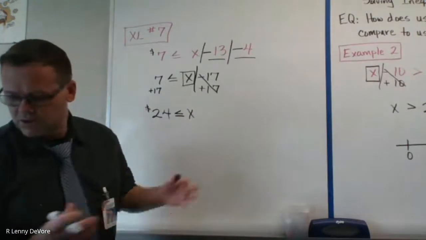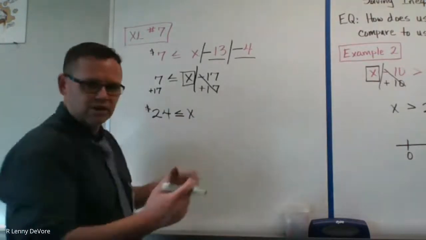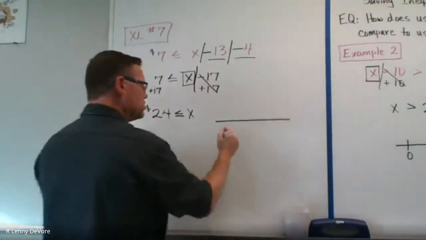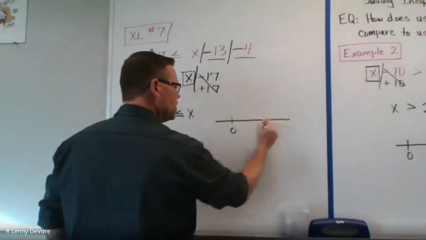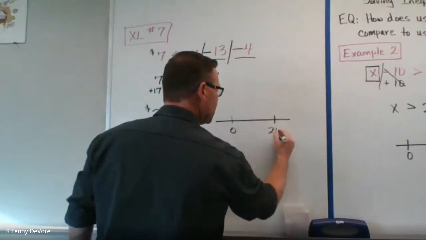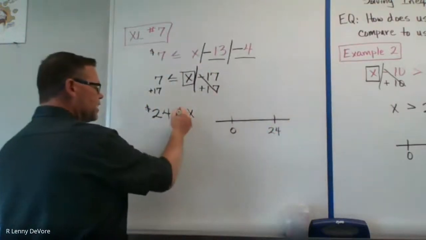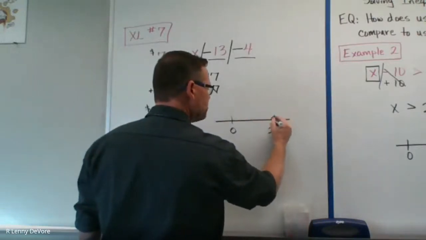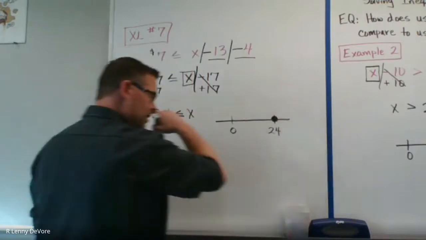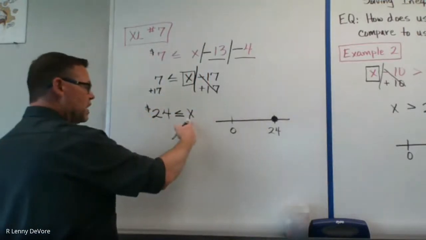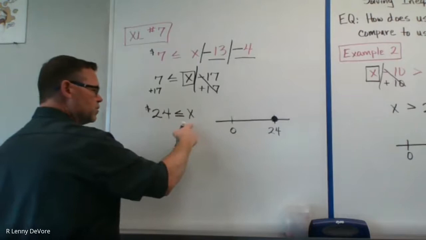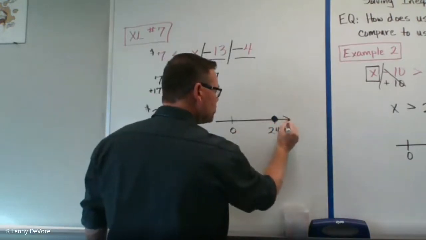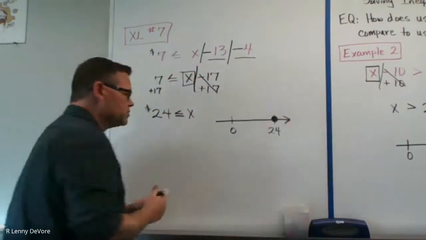Okay, and just so that we know how to do this, I'm going to graph it again. So in other words, I'm going like this. 24 is my main number. So I'm going to put 0 and I'm going to put 24. Okay. Now, I look at this and I see that it needs to be a closed circle because it can be equal to it. Now, what I need to look at is, is X greater than 24 or less than 24? X is greater than 24. So anything greater than 24, that means my arrow is going to go this way.